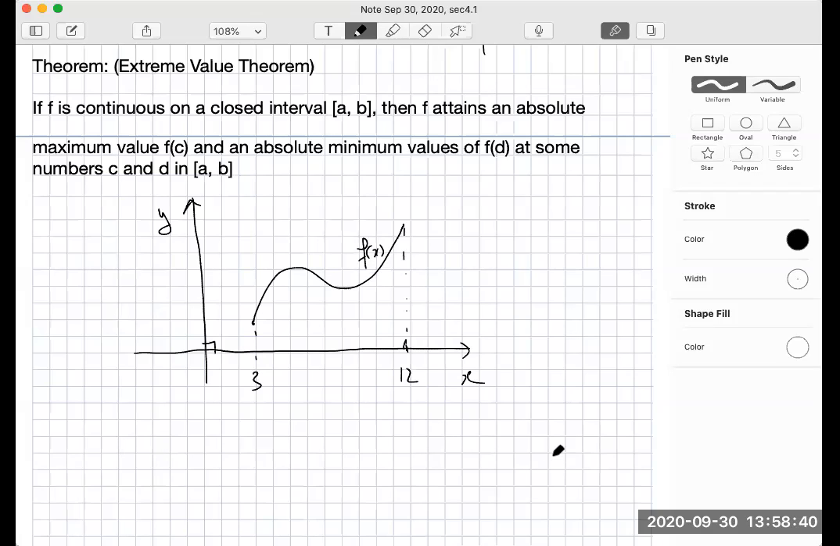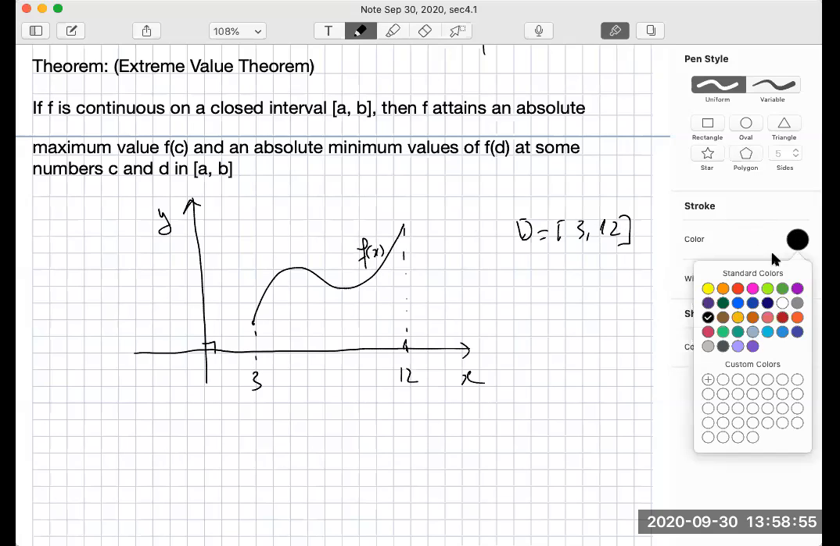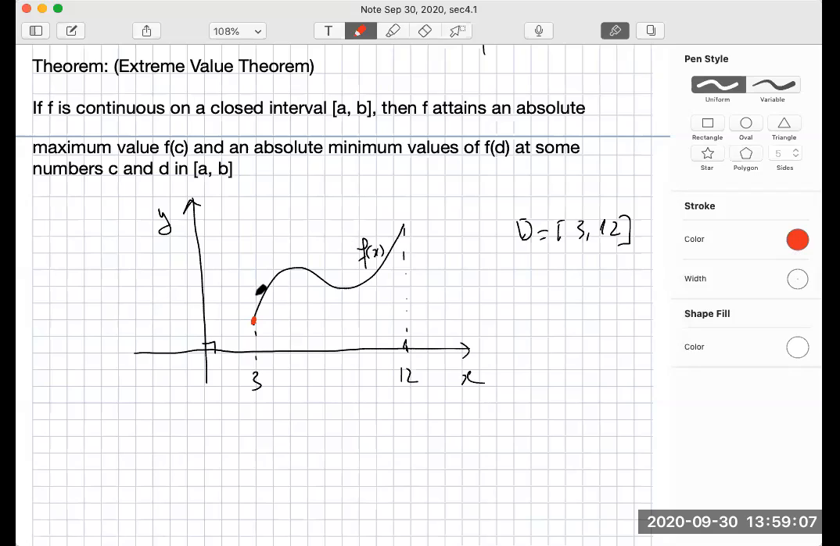And we know that the domain is from 3 to 12. The extreme value theorem tells us that it attains an absolute minimum and an absolute maximum, which is, what is it in this case? 3. Yes, the minimum value is at f of 3, right? This is the minimum value, I'm sorry.